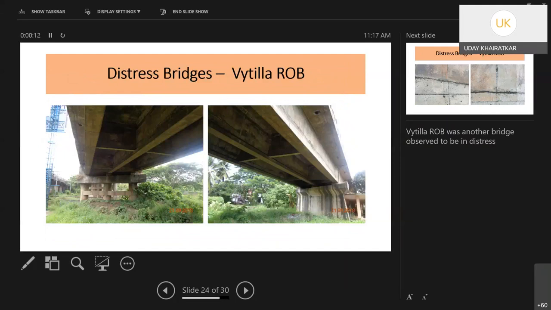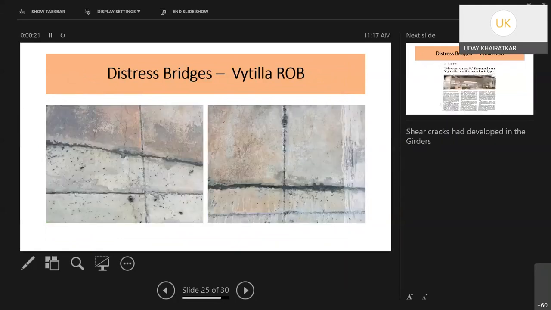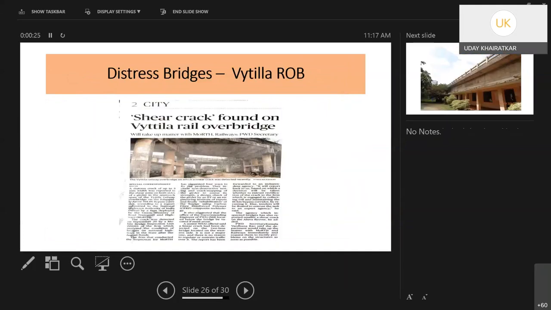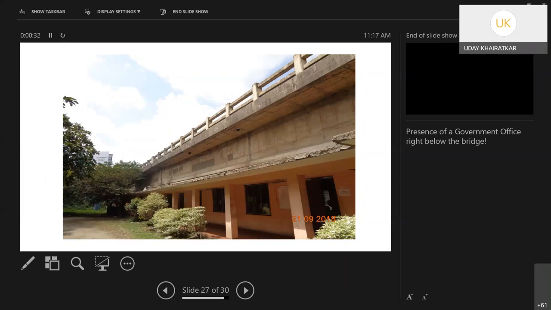There's one more small ROB a few kilometers away from the flyover, where also there are a lot of cracks. It was also in distress. We have highlighted the cracks, and it is probably under repair now. Shear cracks have developed in the girders. Here also the shear crack, in the press also they have mentioned this. It's surprising to note that just under the flyover, there is a government office, which was fully functioning. It was a risk which we had to highlight to the authorities.